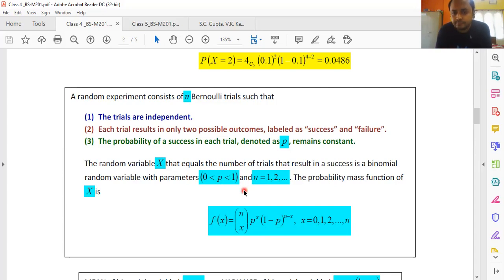Because if the values of these parameters are not known, you cannot calculate this probability. In place of 1 minus p, one can put q also, because p plus q equals 1. But we will not say that q is a parameter, because q can be calculated from p. That's why I have not written q over here. I have written 1 minus p. So binomial distribution has only got two parameters. One parameter is small n and another parameter is called small p.